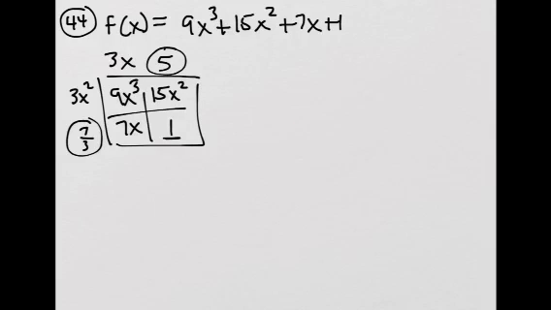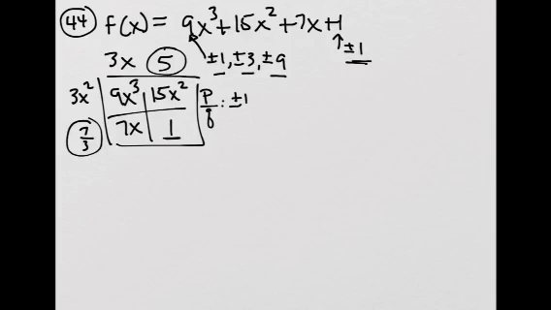So when that happens, then you're left with the p's over q's. And remember, the p's are the factors of this number, the constant, which is plus or minus 1. And the q's are the factors of that number, which are plus or minus 1, plus or minus 3, plus or minus 9. So P over Q would be, you take this number over each of these numbers. So 1 over 1 is 1, and then 1/3 plus or minus, and then 1/9, again plus or minus. And then you do synthetic division with them.